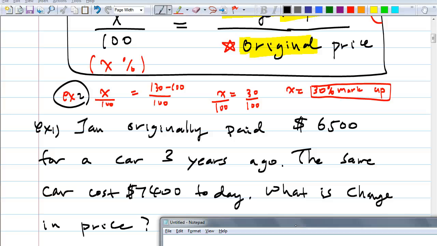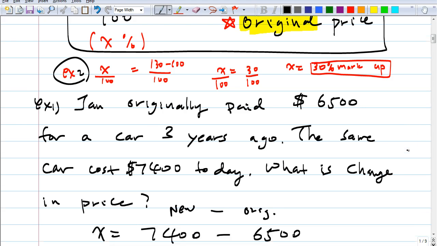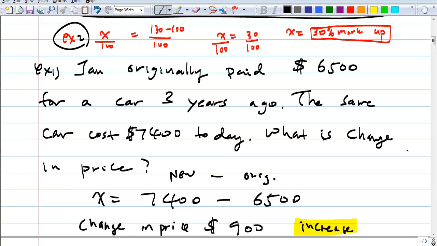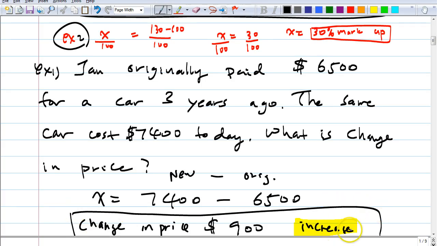So what do you think we got to do? How do you find the change in price? It's nothing more than, yeah, 7,400 minus 6,500. Exactly. You subtract the smaller number from the bigger one, right? This time it's new minus original, because the price went up. Or if the price went down, then you would do original minus new. You see what I mean? It depends on what you have. So, what's the answer? Isn't it 900? Okay, so there you go. The change in price is a $900 increase. Okay, I think it's important to write increase, to let the readers know.